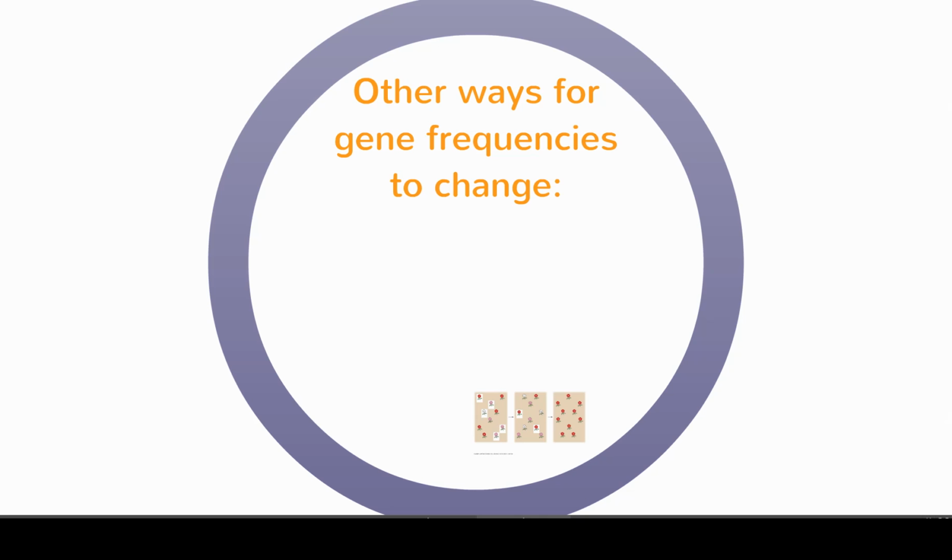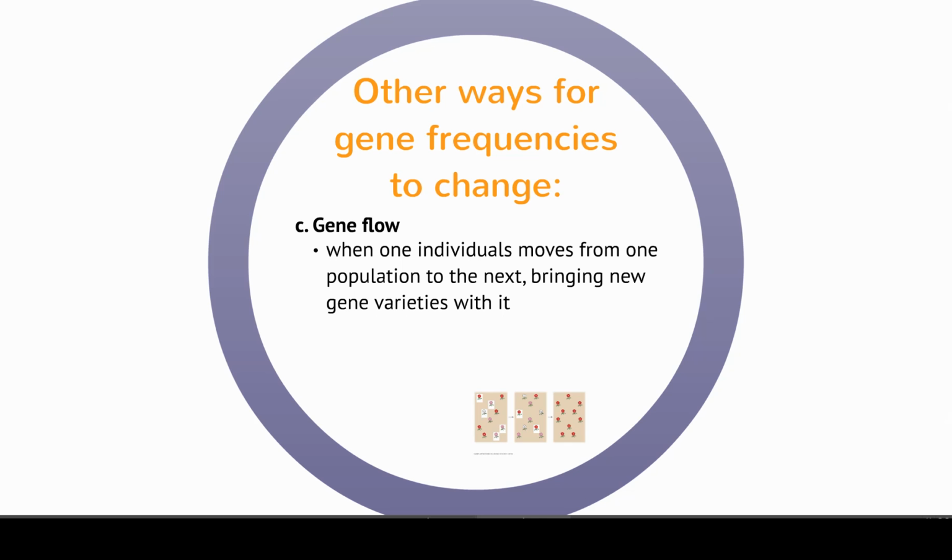Other ways that gene frequencies can change include gene flow. And gene flow is when individuals move from one population to the next and bring new gene varieties with them. And this is really a fancy word for migration from one population to another. So let's say you've got bighorn sheep living in the Sierra Nevada mountains, and then you have bighorn sheep living down in the desert. And a desert bighorn leaves the desert and heads up to the mountains, but it brings its desert genes with it that can influence the population in the mountains, and we call that gene flow.